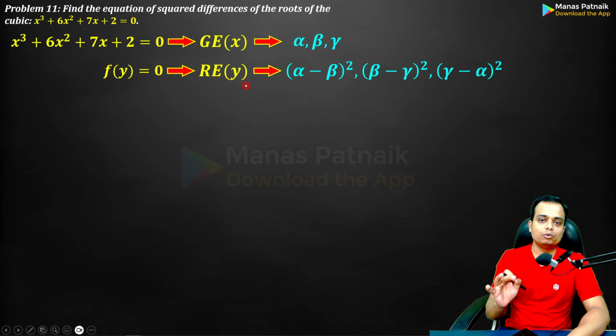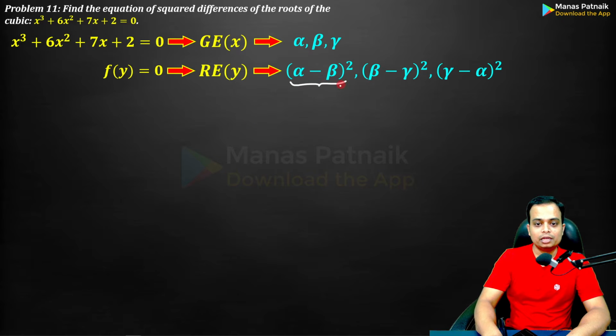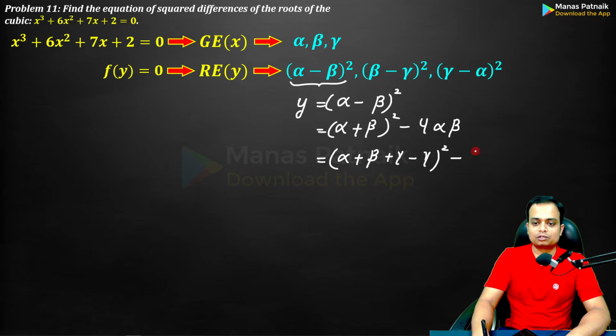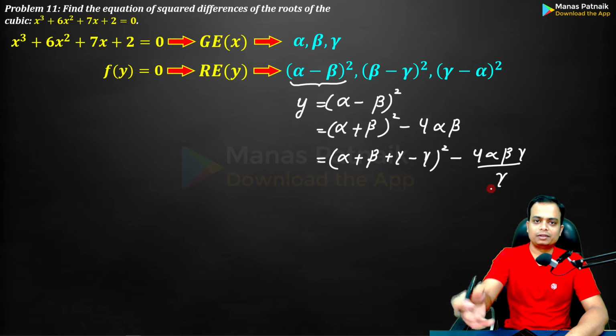Now how are you going to approach this? If you go by the conventional approach, you'll say y is equal to alpha minus beta and its square. Okay, sir, we can also write it as alpha plus beta and square minus 4 times alpha beta. Yes, you can do that. No problem. Sir, we can also do alpha plus beta plus gamma minus gamma, its square, minus 4 alpha beta. Let's multiply by gamma and divide by gamma. Sir, we can do this also.